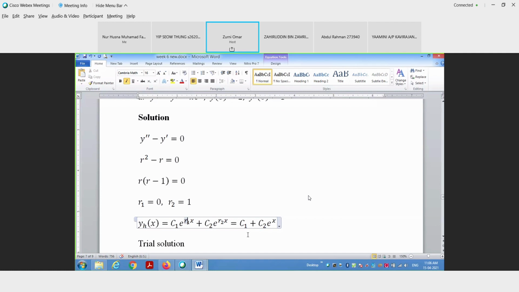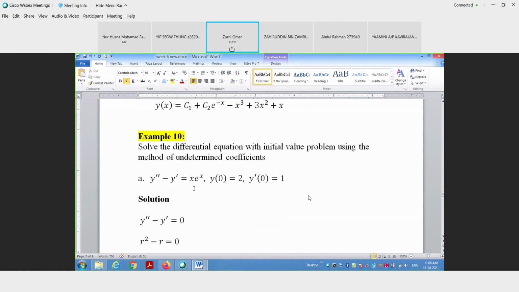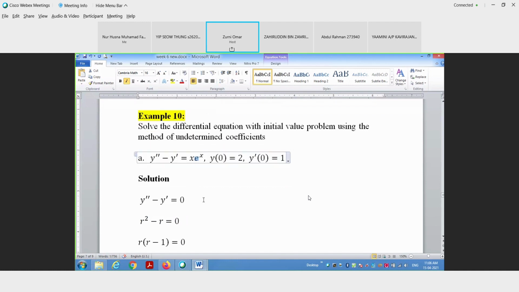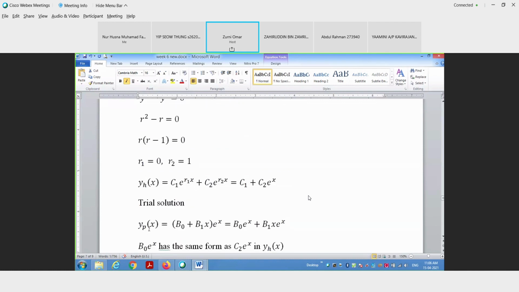For your trial solution, you need to refer to g(x) here. So g(x) here is a combination of a polynomial times an exponential: a polynomial of order 1 times e power of x. So that's why your yp will be what? (b0 plus b1 x) e^x, a polynomial of order 1 times e^x. So you expand this as before.